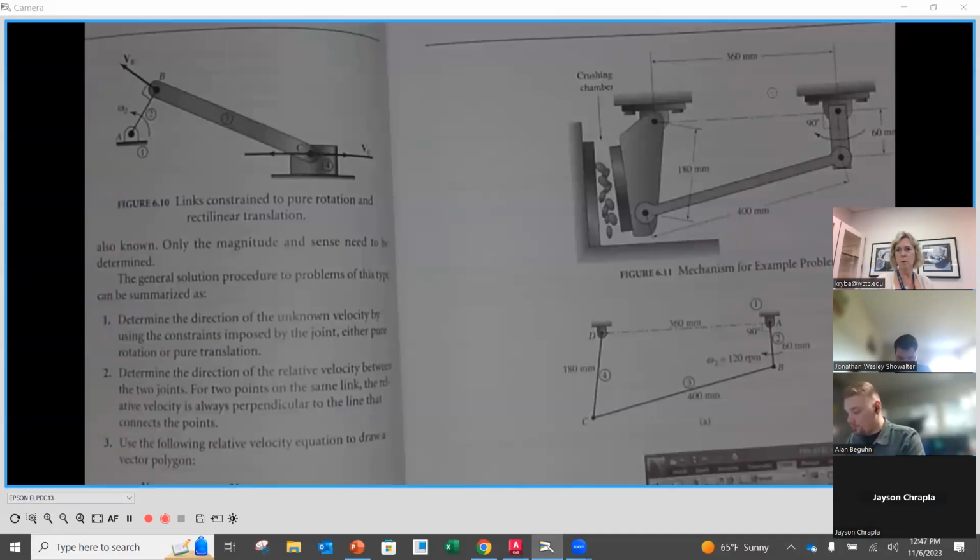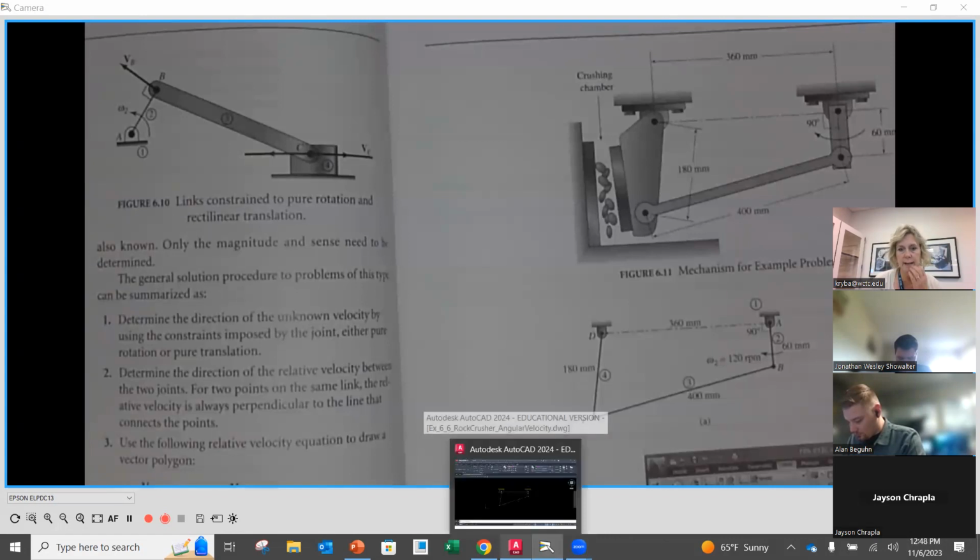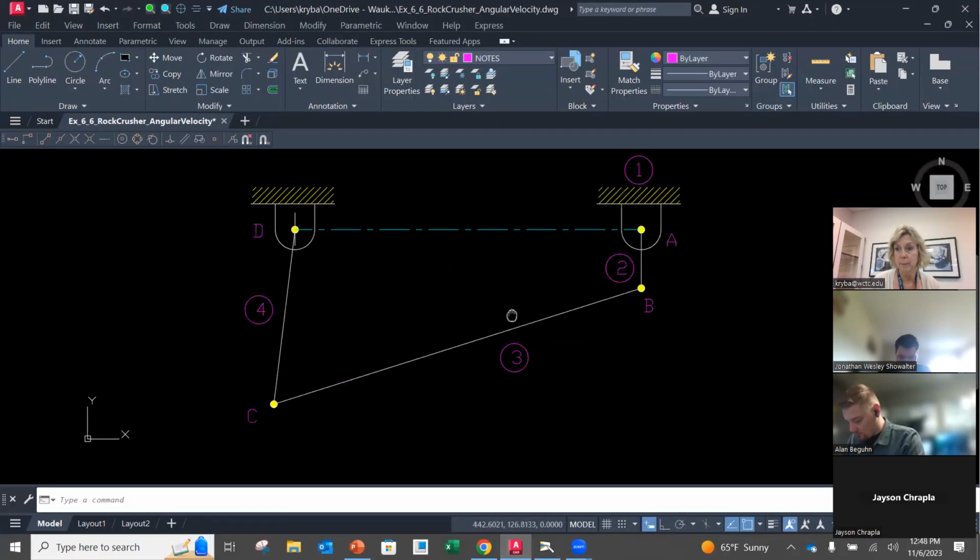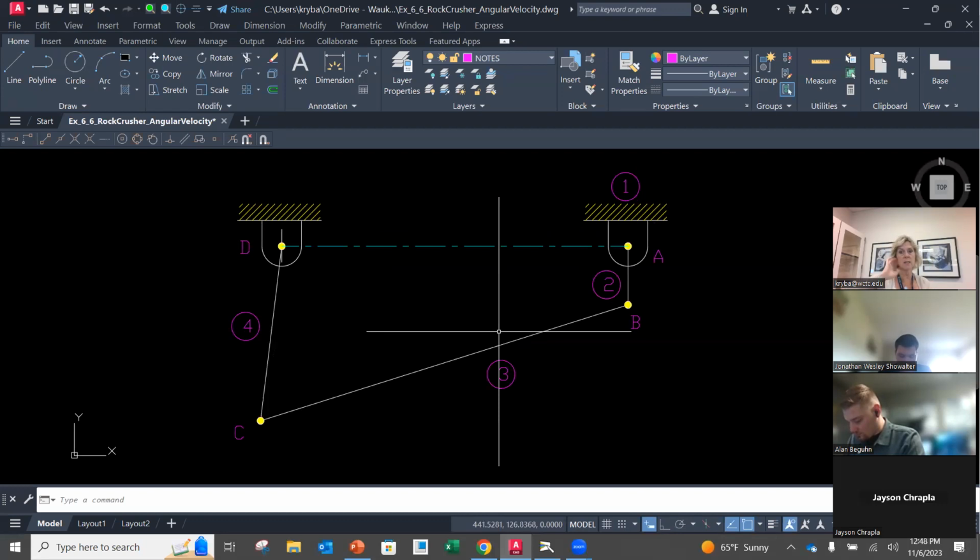All right, so now what we're going to do is we're going to go over to AutoCAD and we are going to look at the kinematic diagram in AutoCAD. And we're going to use it here because you want to draw this first so that now we can use our links to get our directions for our velocities.